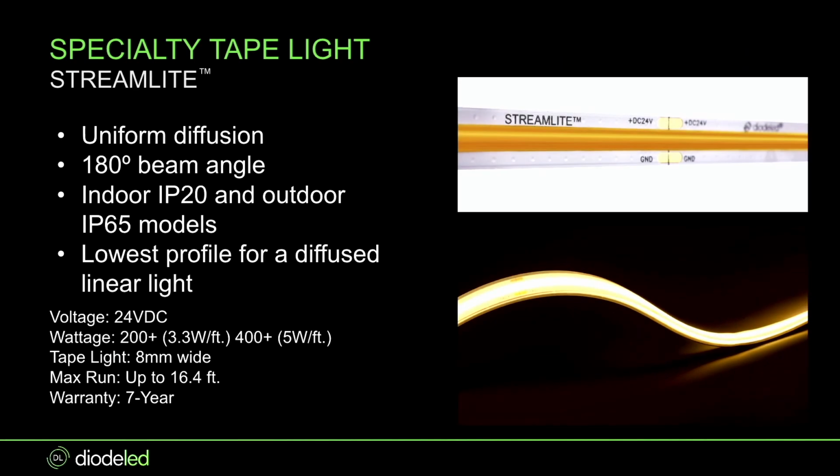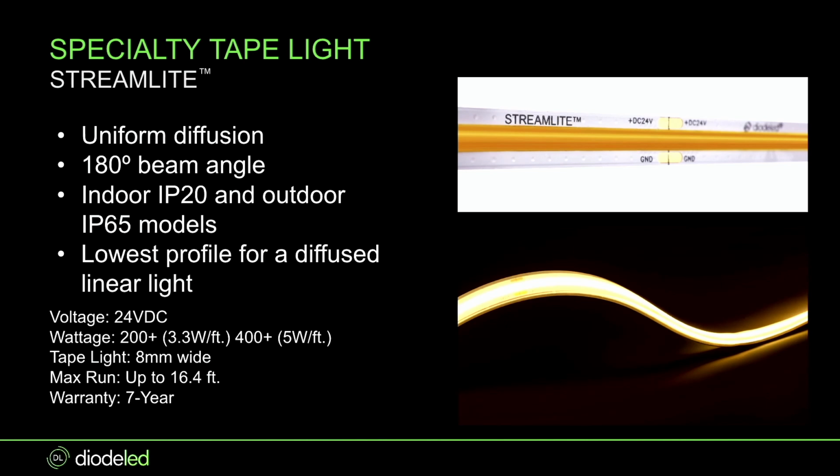So I'm going to talk about STREAMLITE here, and then we're going to be switching back and forth to our top-down. So let's go over just the golden nuggets, or the higher level specs on it. There's a few things I really just wanted to point out. One thing that's unique about STREAMLITE is that you get a 180-degree beam angle. This is very important. So most tape light is always 120 degrees.